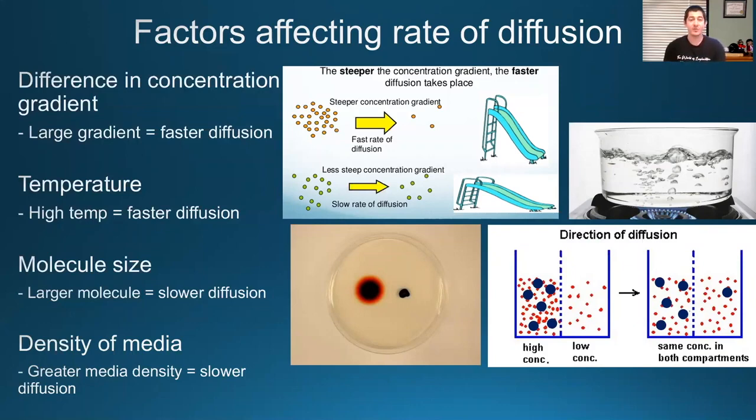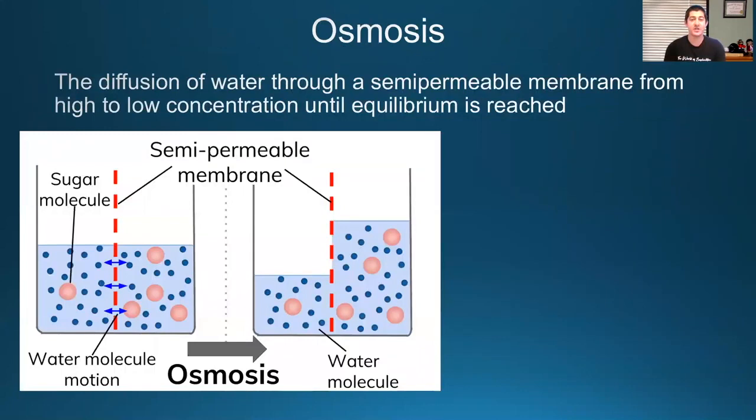And so now that we have hopefully a pretty good idea of what diffusion is, we can talk about osmosis, which is essentially the same thing, except that it's solely dealing with the diffusion of water across a semi-permeable membrane from a high to low concentration.